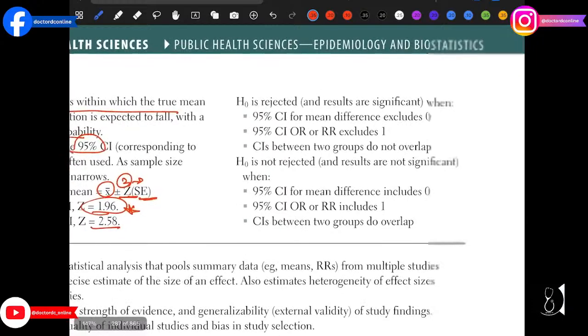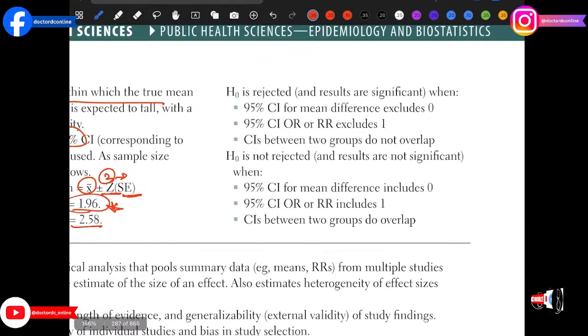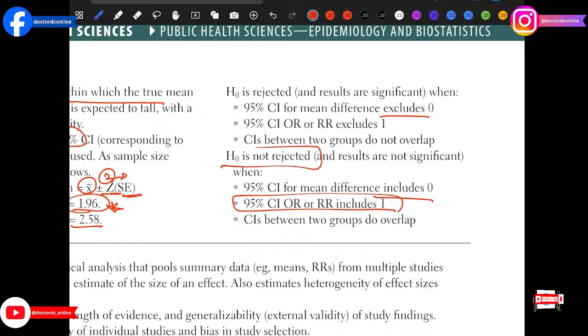More importantly, here are the practical applications of the confidence interval you should remember. If the 95% confidence interval for the mean difference between two variables includes 0, then there is no significant difference, and the null hypothesis should not be rejected. If the 95% confidence interval for the odds ratio or the relative risk includes 1, then again the null hypothesis is not rejected. Finally, if the confidence intervals between two groups overlap, then these groups are not significantly different.